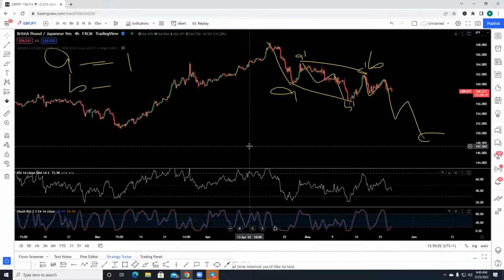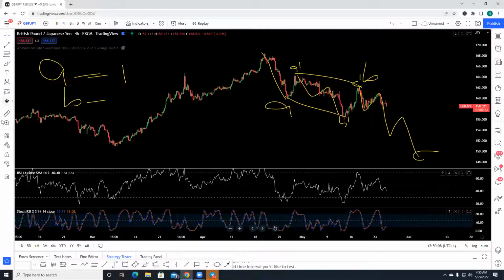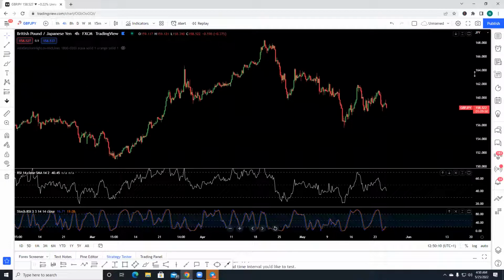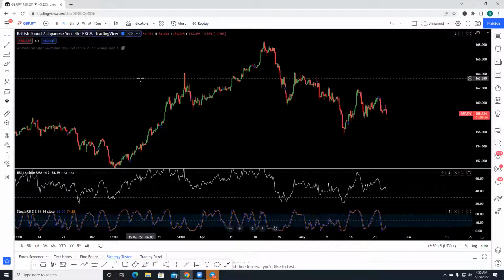go and carry out what is called divergence test. We need to carry out what is called divergence test. We want to look, let's clear this one. We want to look at what we call bearish hidden divergence, because we are going down here. We are bearish. We want to look at bearish hidden divergence.